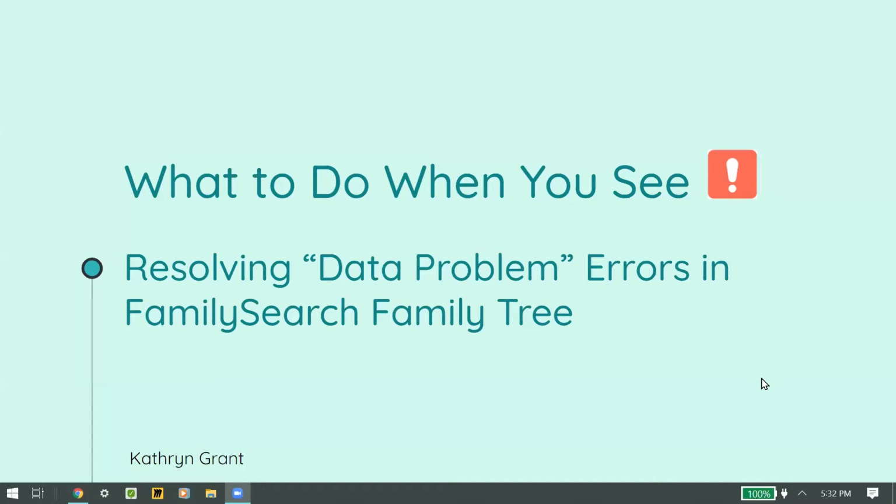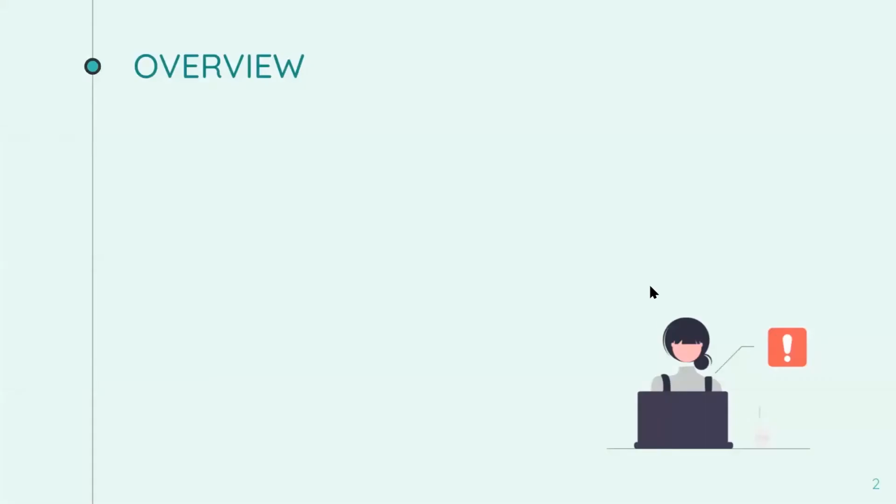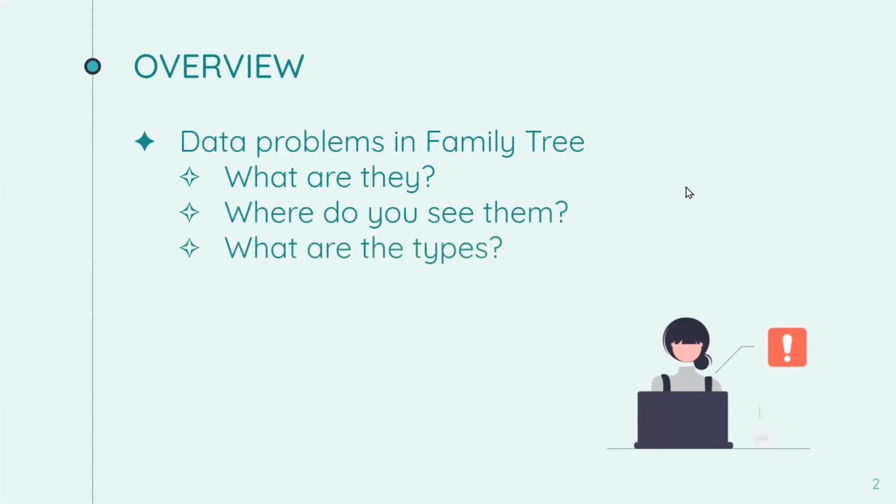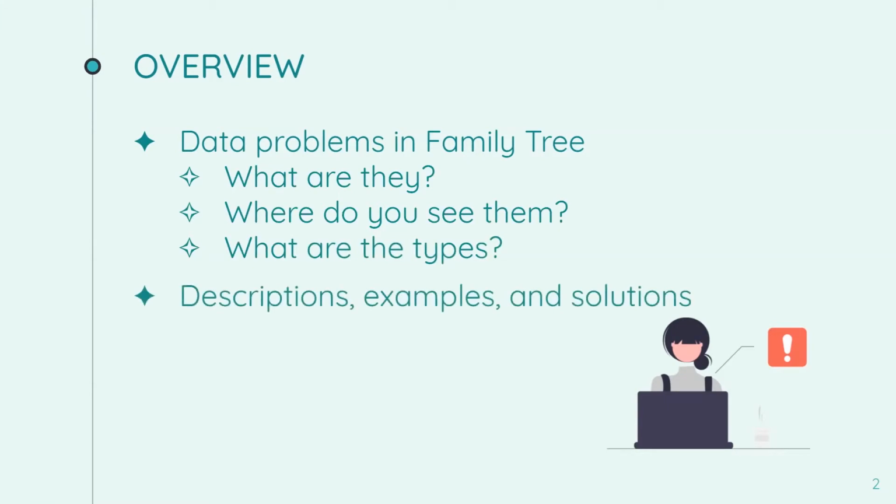And as Anna mentioned, the topic of this webinar is what to do when you see that red icon with the exclamation point in it. That specifically refers to data problems in FamilySearch Family Tree. So let's take a look at what we'll be covering in the class today. First of all, we'll talk about data problems, kind of the basics. What are they? Where do you see them? And what are the types? And then we'll go over some descriptions, examples, and most importantly, solutions.